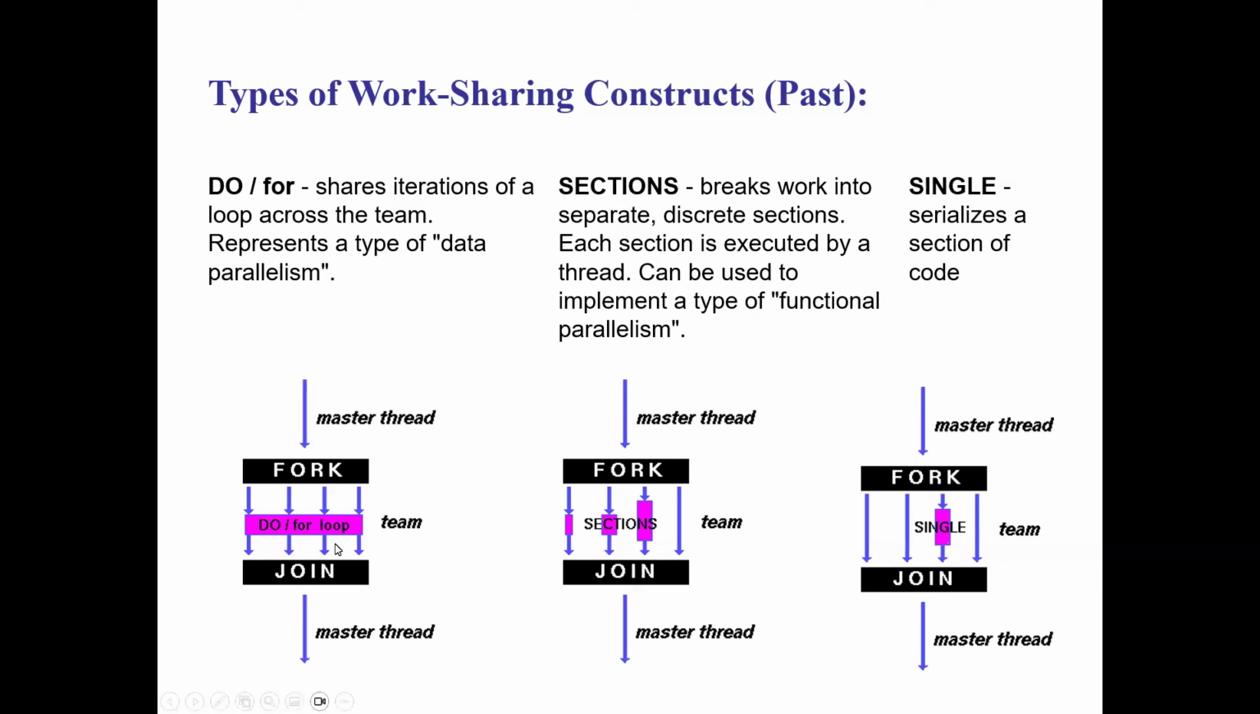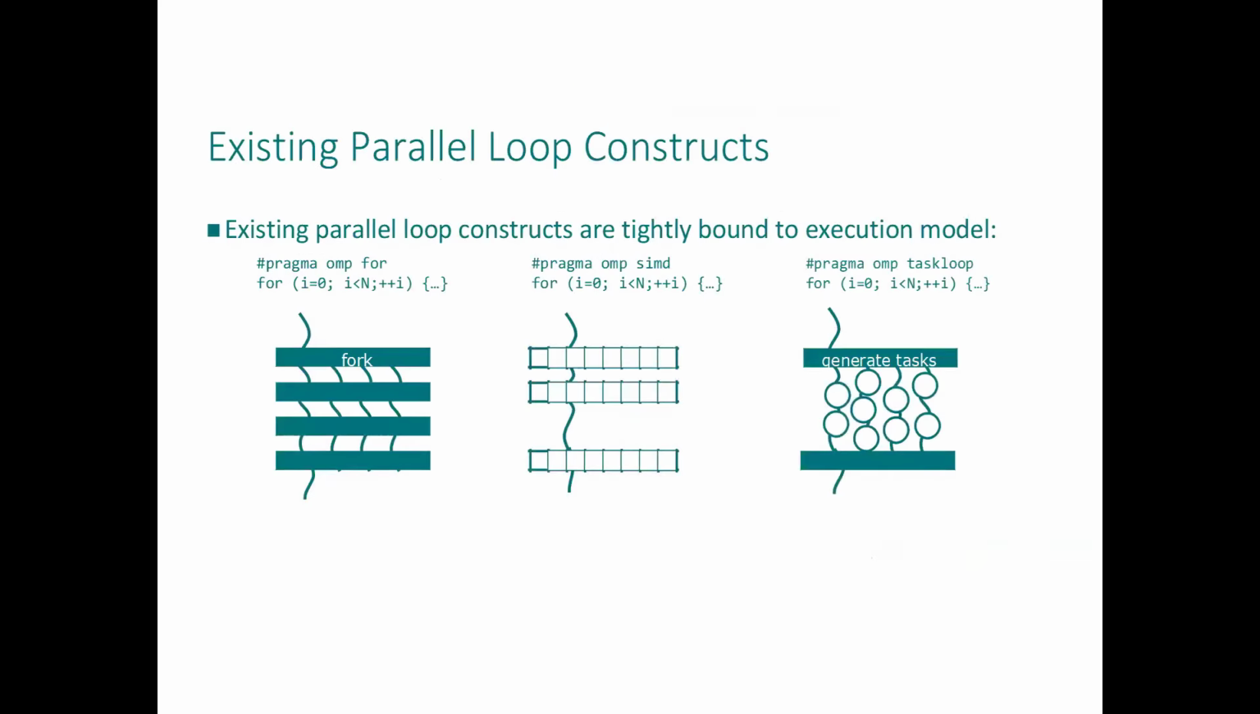The biggest one, and the one that mostly makes sense, is the loop. Another one is sections. Sections is to say there's not a loop, it's maybe small tasks, and each will do different things. And then single is for when there is a data race and you cannot deal with it. You have no way to do it really in parallel, and you just ask one thread to do it.